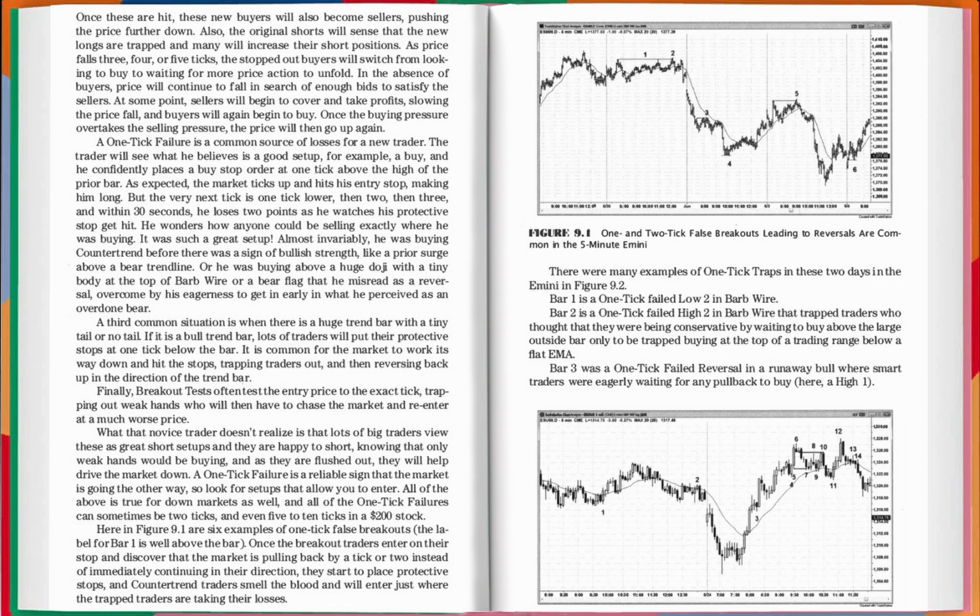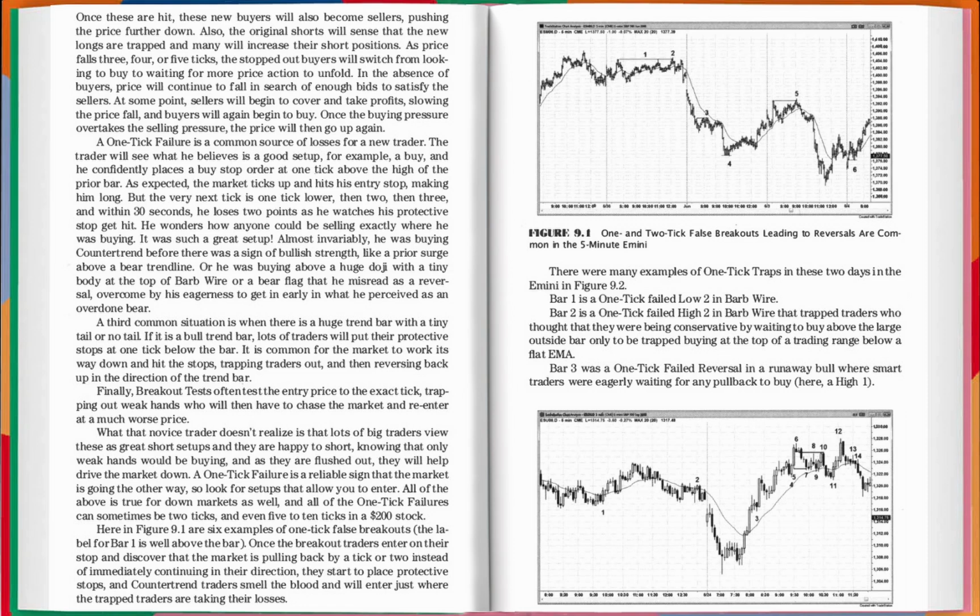What that novice trader doesn't realize is that lots of big traders view these as great short setups and they are happy to short, knowing that only weak hands would be buying, and as they are flushed out, they will help drive the market down. A 1-tick failure is a reliable sign that the market is going the other way, so look for setups that allow you to enter. All of the above is true for down markets as well, and all of the 1-tick failures can sometimes be 2 ticks, and even 5 to 10 ticks in a $200 stock.